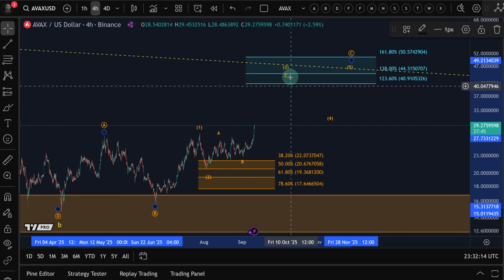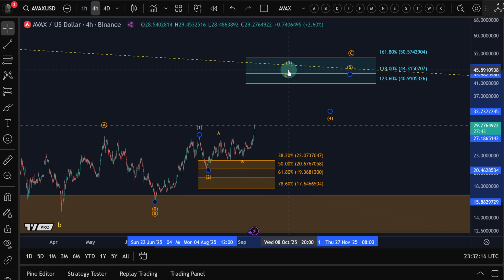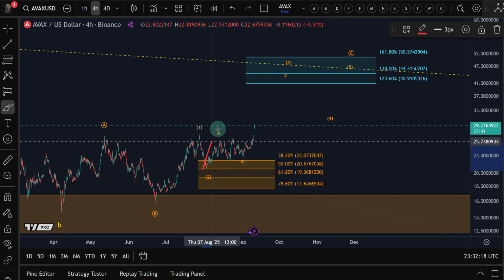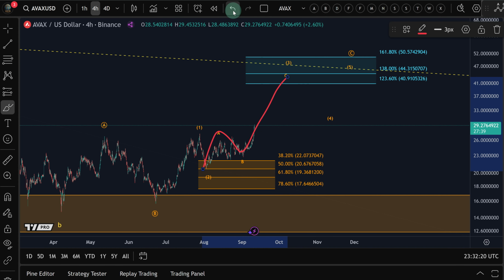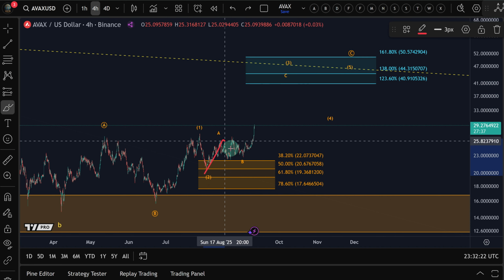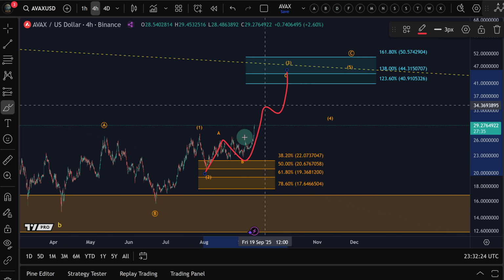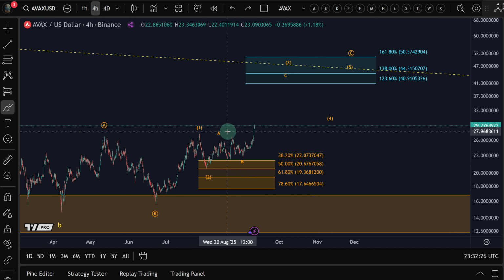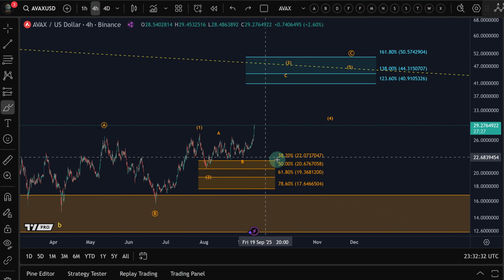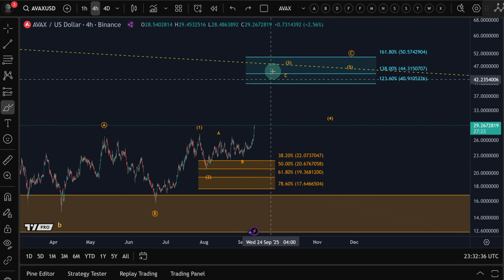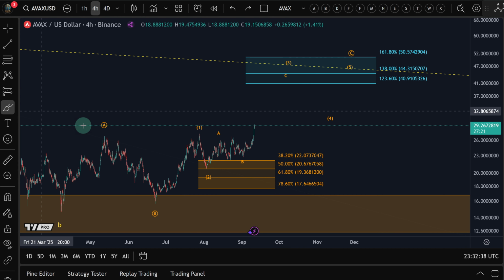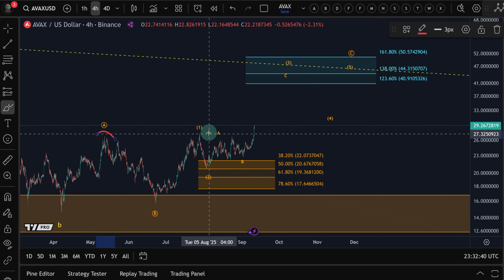So again, the microstructures here in this internal third wave, they might change. I'm currently tracking this as an A, B, C structure, but it might eventually be a 1, 2, 3, 4, 5. We'll see. There's not really a major difference here at the moment. What really matters is to understand what are now the key levels that need to hold to keep this upside momentum intact. I mean, AVAX has broken above the recent highs, right?